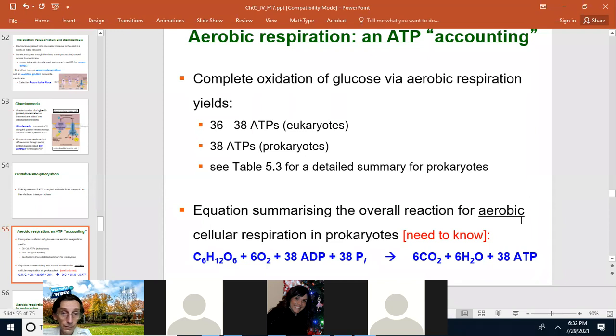You should know the summary equation for aerobic respiration: glucose, C6H12O6, plus 6 oxygen molecules, plus 38 ADP and 38 phosphate groups are converted into 6 CO2, 6 water molecules, and 38 ATP molecules. And if we look at where the oxygen in water came from, all of these oxygens came from the oxygen molecules, none of them came from glucose. All of the carbon and oxygen in glucose are converted into CO2. And we generate 38 ATP.